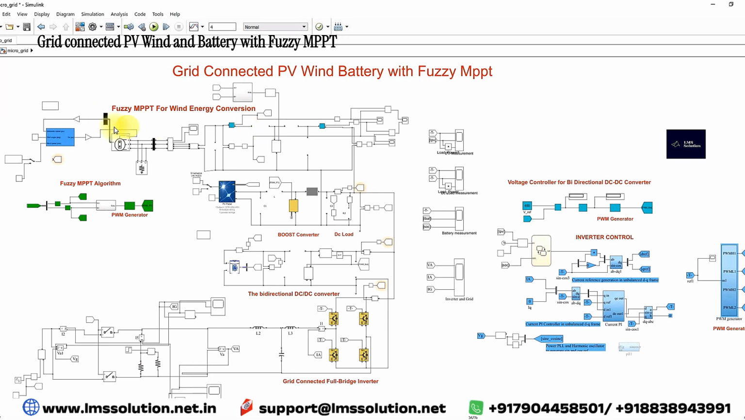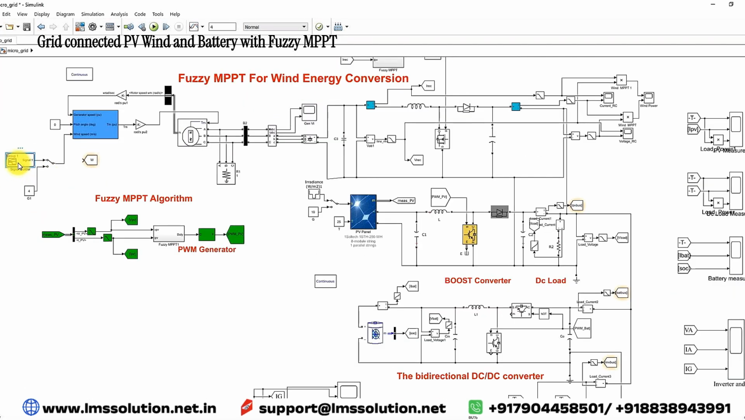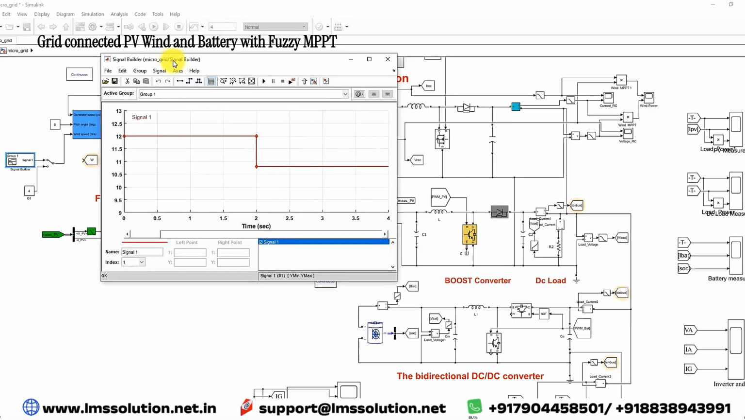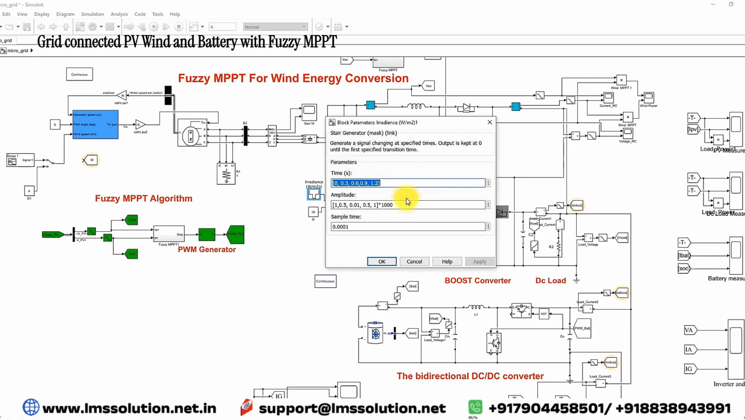Next, you have to test the model. First I'm going to explain the conditions we made in this simulation. The wind speed is initially 12 meters per second from 0 to 2 seconds. After 2 seconds, the wind speed changes to 10.8 meters per second. Then we are making the radiation change every 0.3 seconds. Initially the radiation is 1000, then it changes to 500, then to 10 watts per meter square, and then again to 500 and 1000. After 1.2 seconds, the irradiation is maintained at 1000 watts per meter square.